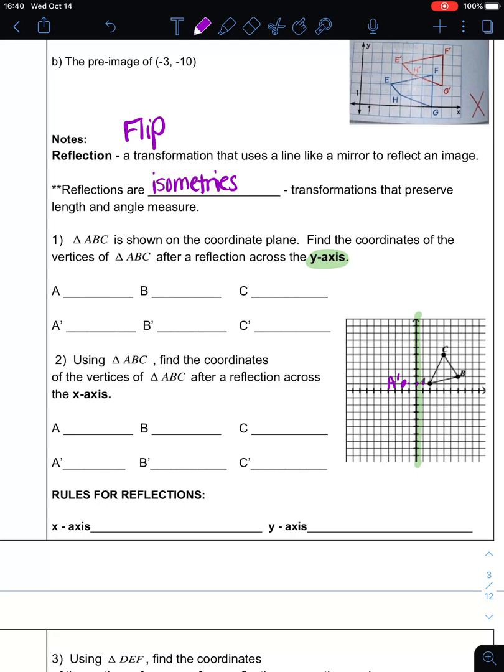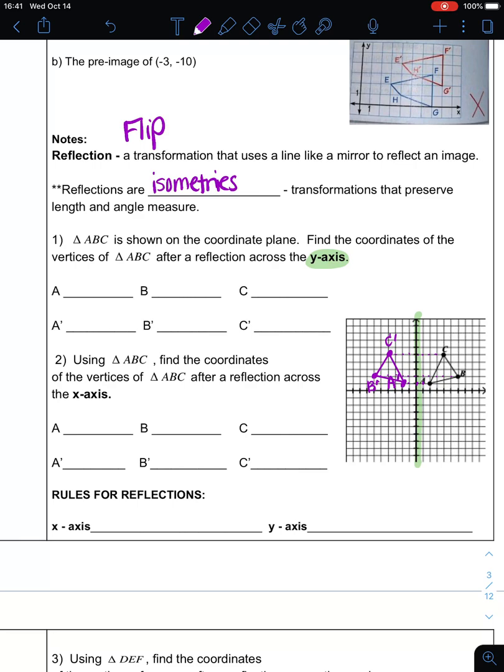Then my B, if I count 1, 2, 3, 4, 5, 6, and I continue 6 more, 1, 2, 3, 4, 5, 6. My new B, my B prime, goes right there. And then my C is 1, 2, 3, 4 away, so it will maintain 1, 2, 3, 4 away. So C prime. Just like when you're looking in the mirror, your reflection is the same distance inside the mirror as you are away from the mirror. So that is the reflected triangle about that axis.